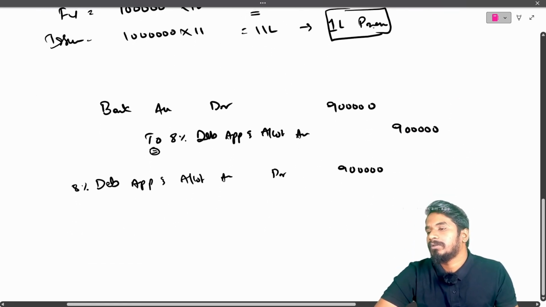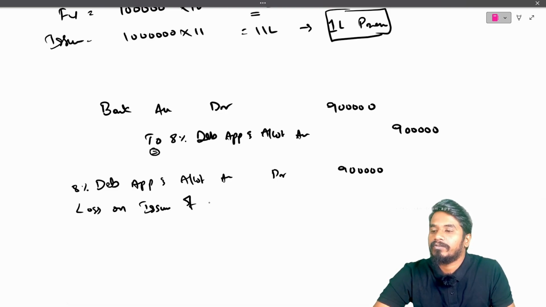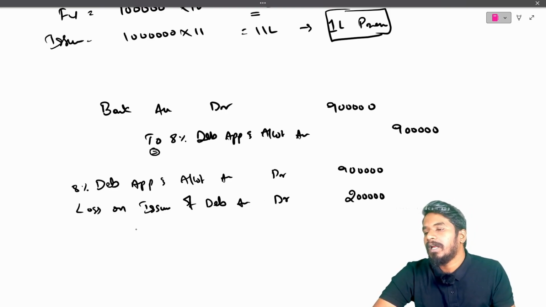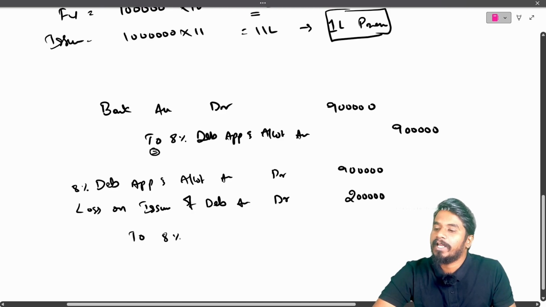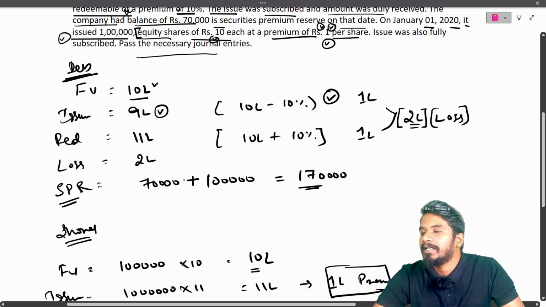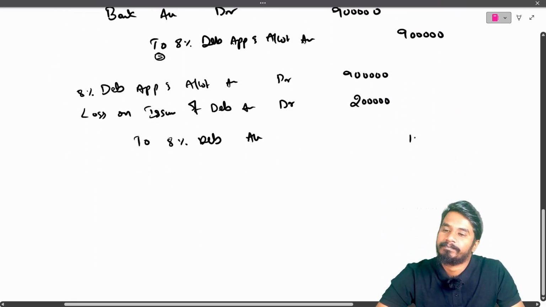Correct. So let us see. Loss on issue of debentures account will get debited for 2 lakh rupees. That is the loss we are facing. Correct. Now we need to transfer it to 8% debenture account. How much? Whatever the face value is there. That is 10 lakh rupees. That only we need to transfer.